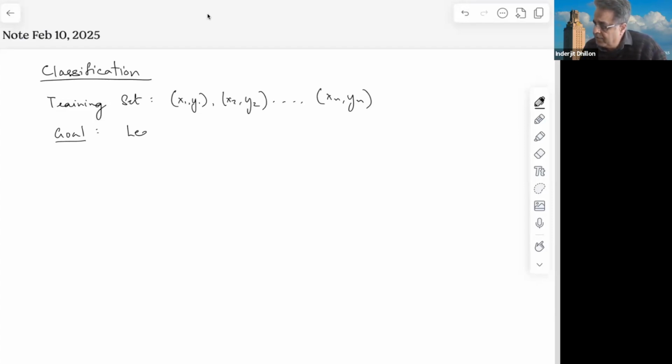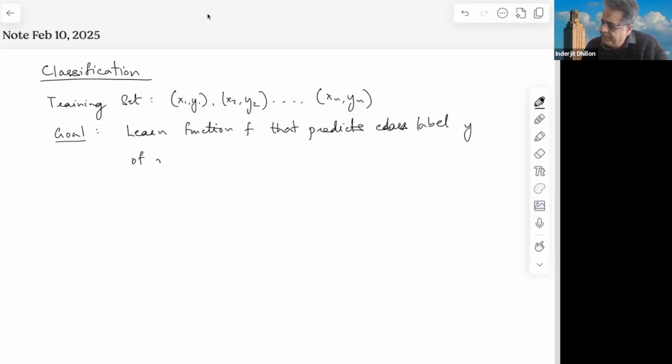So the goal is to learn a function f that predicts the class label y of some new point x.